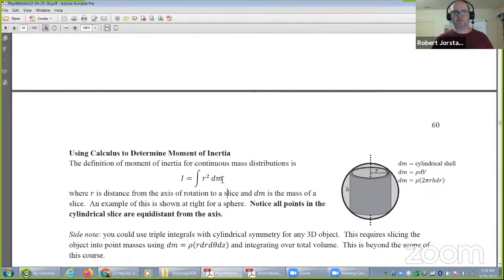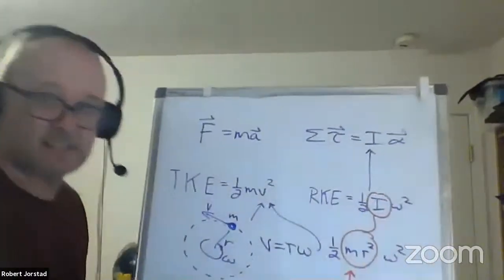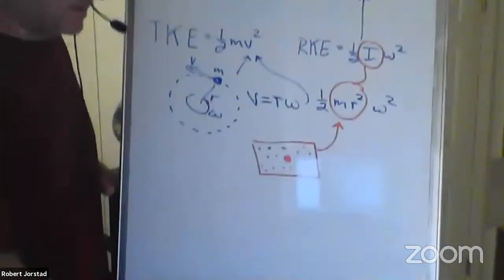I just mentioned that we talk about R squared times the amount of mass. So imagine you had a point particle here. Let me go to the whiteboard. That's this one. So let me do a simple case here.